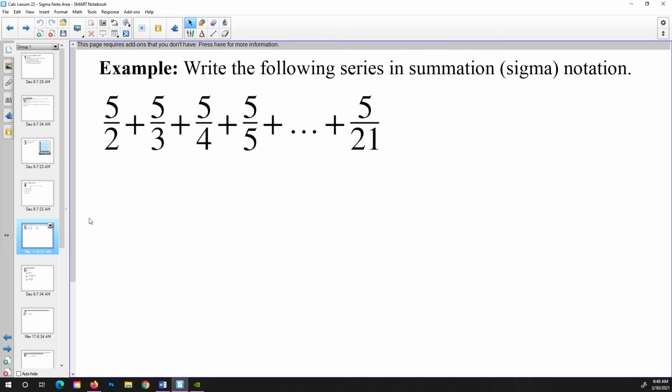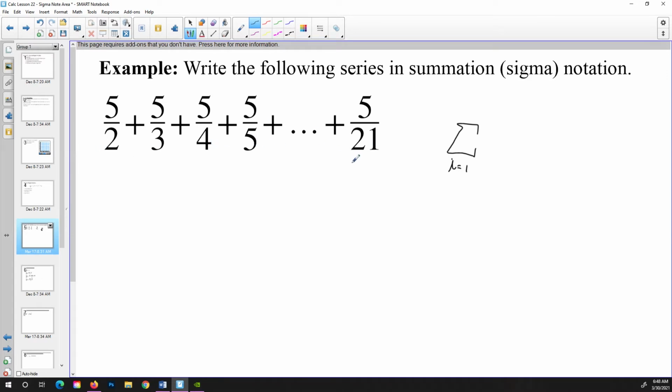Example: write the following series in summation or sigma notation. So I look at this expression here and I want to write it in sigma notation. When I'm finished, I need some sort of sigma, and I'm going to start with i equaling 1. The first thing I need to do is figure out how many terms are in this notation. And so I start looking. I have 5s on the top, and they're all 5s. I have 2, 3, 4, 5, up to 21.